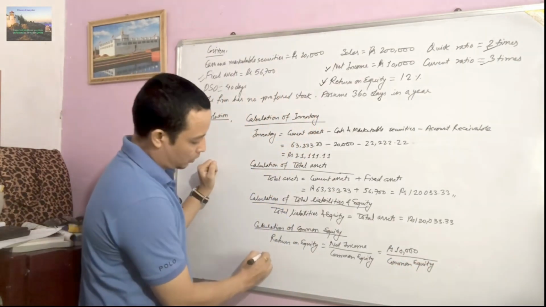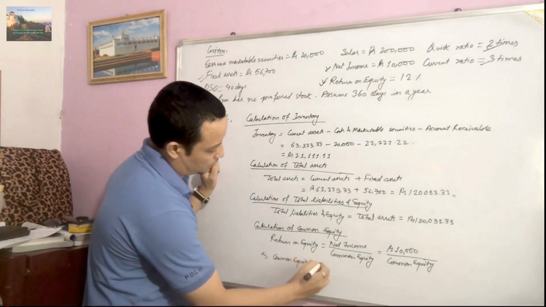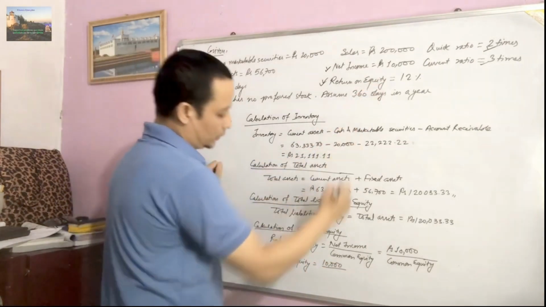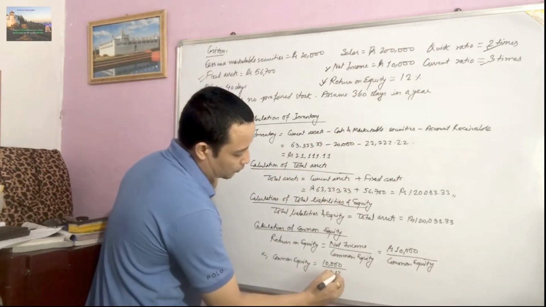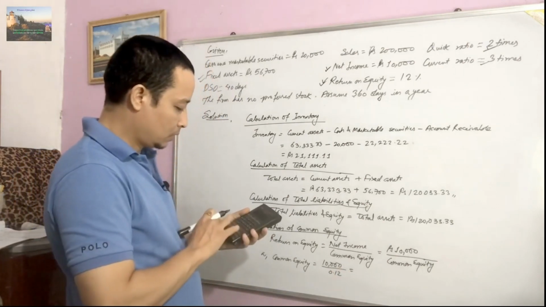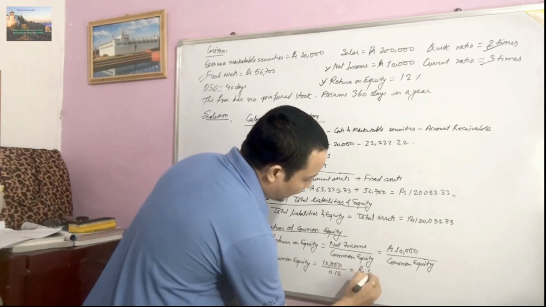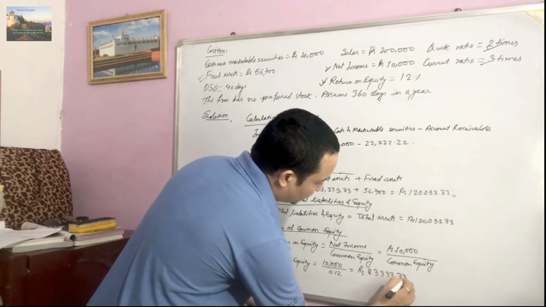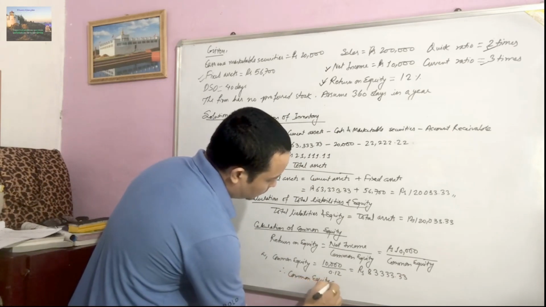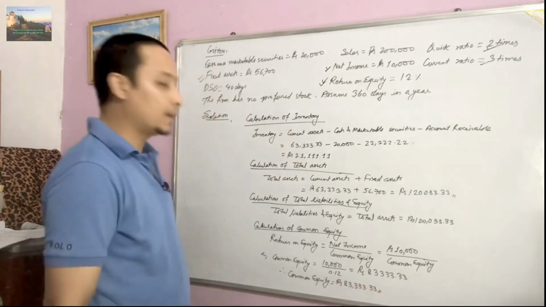Now common equity equal to 10,000 upon return on equity. That is, return on equity is here 12%. You have to write in decimal 0.12. So that will be your 10,000 divided by 0.12. That will be rupees 83,333.33. Therefore, common equity equal to rupees 83,333.33. Now you have found the common equity.